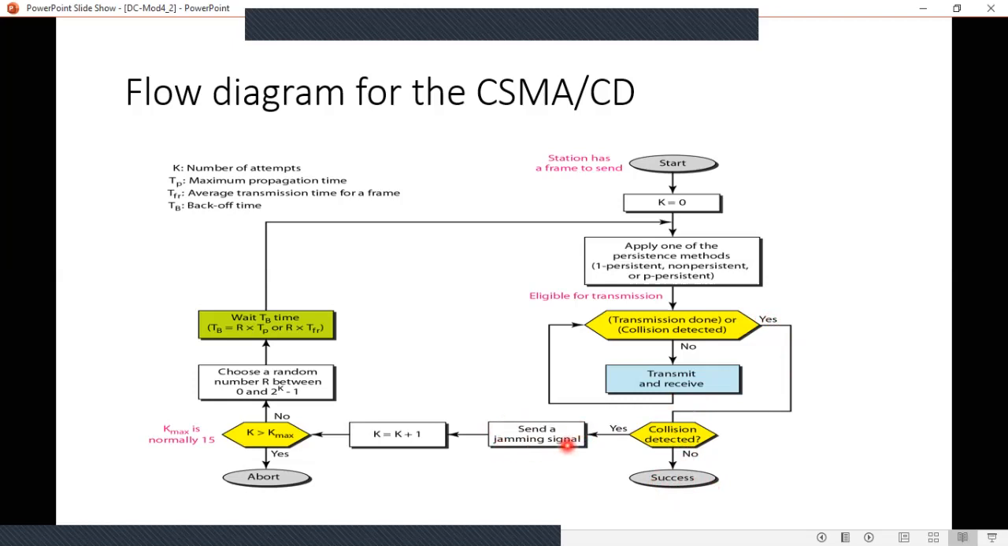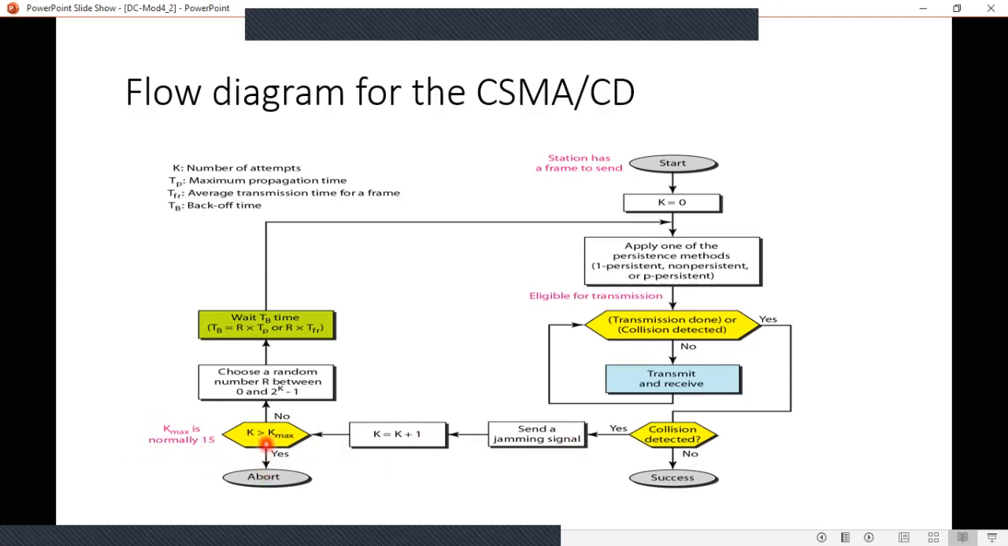Jamming signal, I told you: in our example, when station C detects the collision first, it will send a signal to the neighboring nodes or stations. That is the jamming signal, to abort all the packets. Next, it will increment the number of attempts. Here K is equal to K plus 1. Here you are checking if the number of attempts is more than the maximum number of attempts. Normally it is 15. Last class I told you the maximum number of attempts is usually 15.